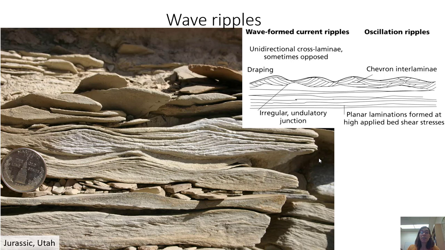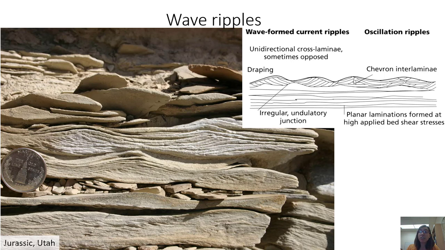So here we have a cross-section showing wave ripples. I want you to look at the diagram on the right-hand side and then compare that to what you're seeing on the left-hand side. In the right-hand side, you're seeing these wave-formed current ripples, and the laminae can sometimes be opposed. We have laminae moving in one direction and the other direction. It kind of depends on the ripple that you're looking at. So laminae here moving toward the right, laminae here moving toward the left.